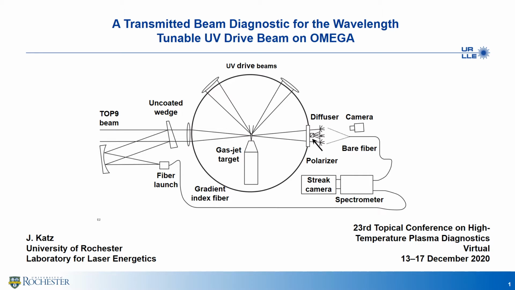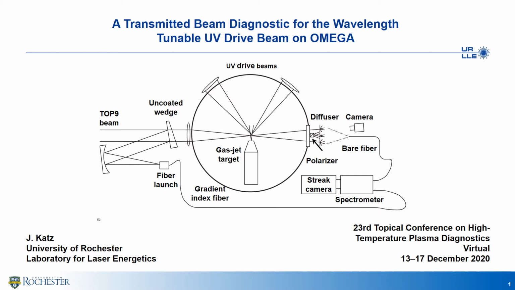A new wavelength tunable drive beam has been added to the 61st beam line on Omega at port P9. This beam line, referred to as Top 9, has narrow bandwidth, but has an adjustable wavelength range of a few nanometers relative to the other Omega beams. The Transmitted Beam Diagnostic, or TBD, characterizes the Top 9 beam after it propagates through the plasma at TCC.